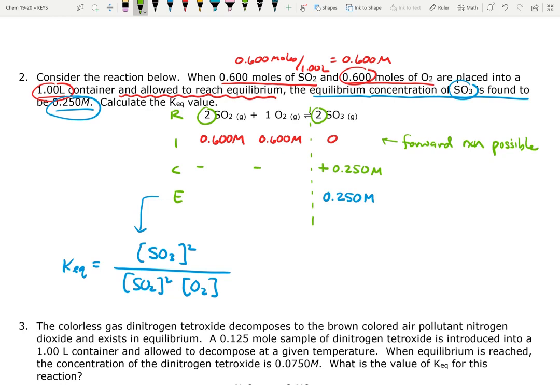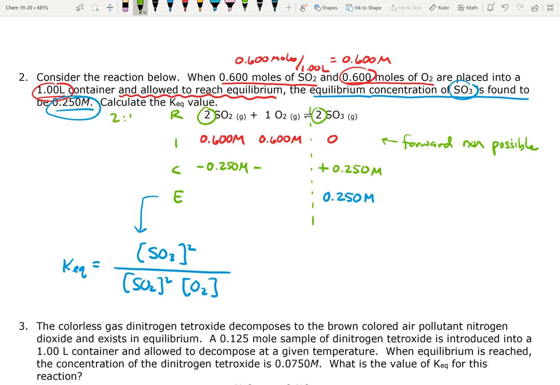If SO3 went up by, say, 2 moles, SO2 would have had to go down by 2 moles because they have a 2-to-2 ratio. If SO3 went up by 5 moles, SO2 would have to go down by 5 moles. They're linked to each other by that 2-to-2 ratio. And so in this problem, if SO3 went up by 0.250 moles per liter, SO2 would have to go down by the same 0.250 moles per liter. Those two have to be tied to each other.